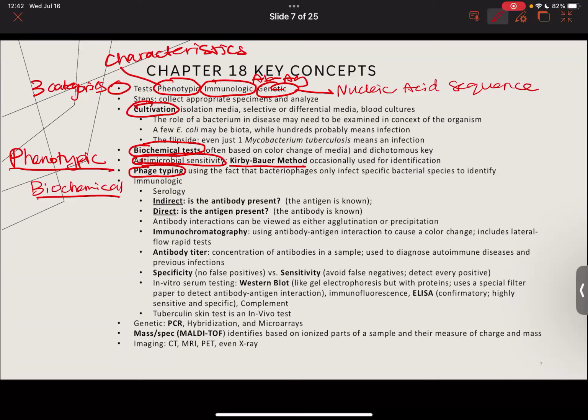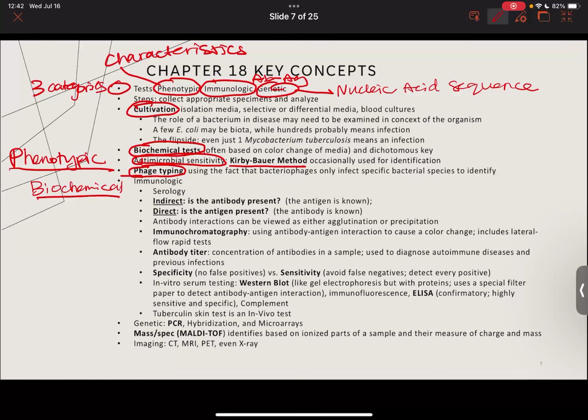However, if I treat it with a phage that infects salmonella and it doesn't infect it, then your patient doesn't have salmonella, but we can't say if they have E. coli or something like that, right? We don't know. We just know they don't have salmonella. But phage typing is using that specific virus that affects that specific organism.